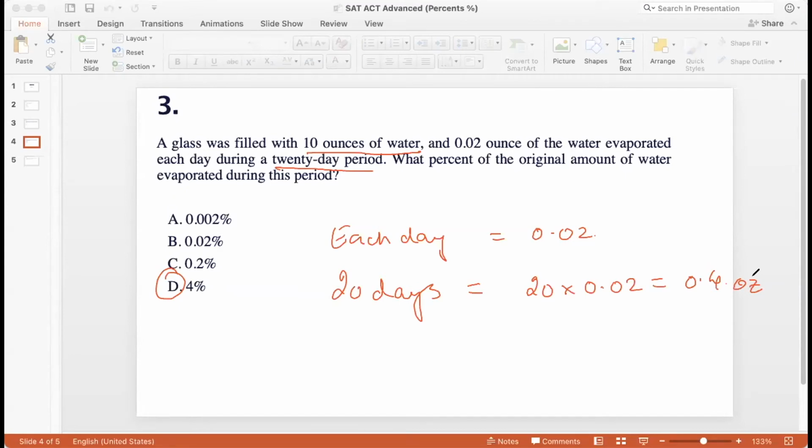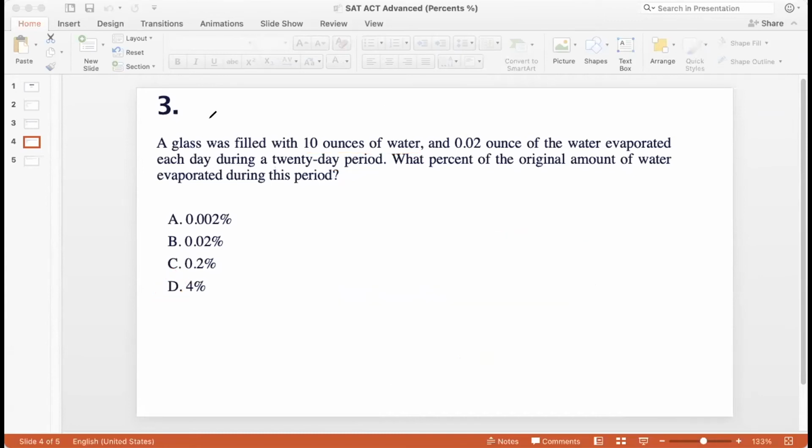So what percentage of the original amount of water evaporated during this period? So out of the total 10 ounces, a total of 0.4 ounces evaporated over the 20-day period. So to find the percentage, we'll simply multiply this by 100. So that's 4%. 4% of the water evaporated. Next question.